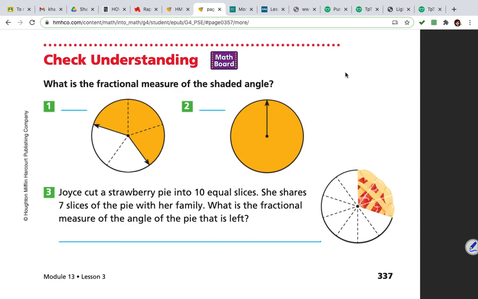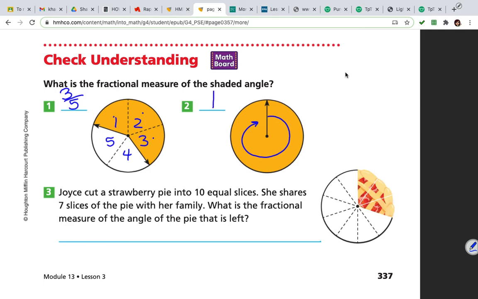All right, so number 1, what is the fractional measure of the shaded angle? Well, let's look at number 1. We want to see how many pieces we have. So we have 1, 2, 3, 4, 5 pieces. We know there's 5 pieces on the bottom, and 1, 2, 3 are shaded in. So 3/5 is shaded in. Number 2, the whole circle is shaded in, so we would say 1 whole.